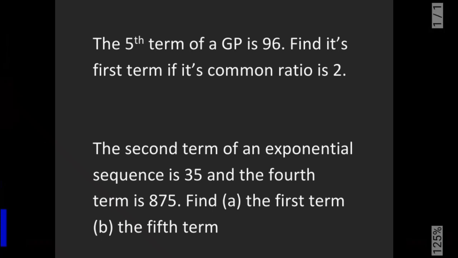So our third question says the second term of an exponential sequence is 35, and the fourth term is 875. Find a, the first term, and b, the fifth term. If you look at this question, you can see that we don't have the first term, we don't have the common ratio, so we have to compare two different terms. Let's list out what we have.